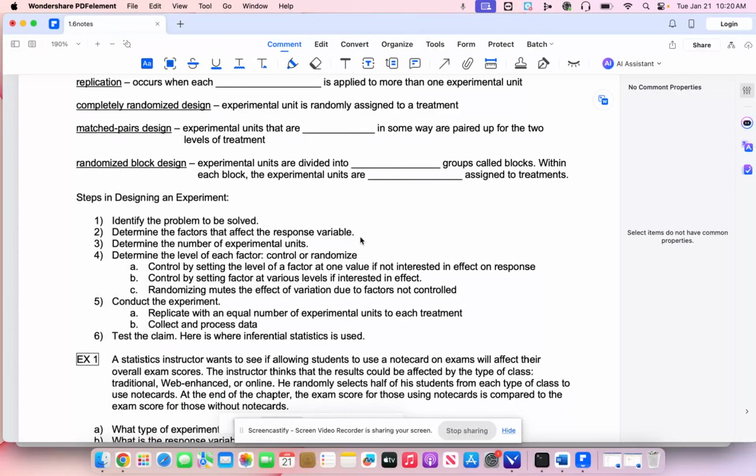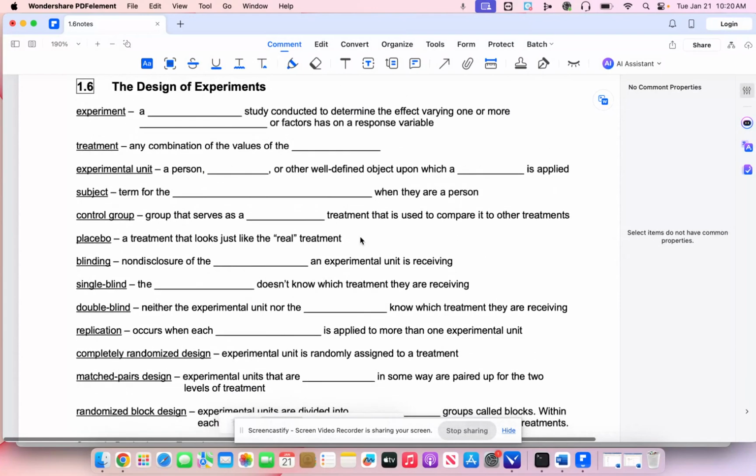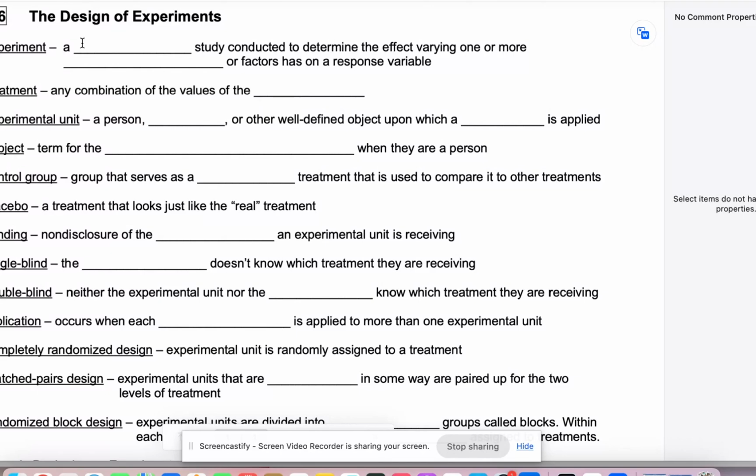All right, so in the last section, we talked about studies. And in this section, we are going to talk about experiments.